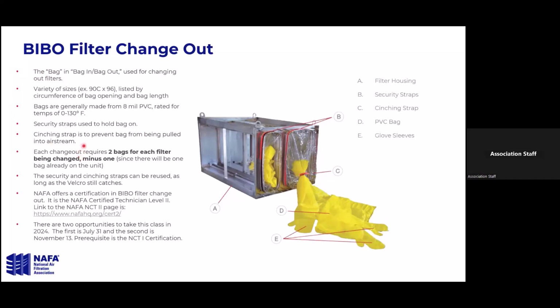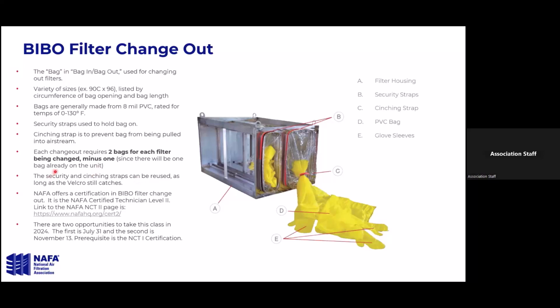So there's also going to be a cinching strap, and that's going to be what you see here, which is C. Basically, the cinching strap is going to prevent that bag from being pulled into the airstream. So if you don't use that cinching strap and you get your filters in, you get your bags on, you close your door, you turn the system on, and all of a sudden your magnehelic gauge pegs out, probably because that bag got pulled into the airstream because the cinching strap wasn't pulled on. So that cinching strap helps prevent that bag from being pulled into that airstream, so that air runs through that housing like it's supposed to.